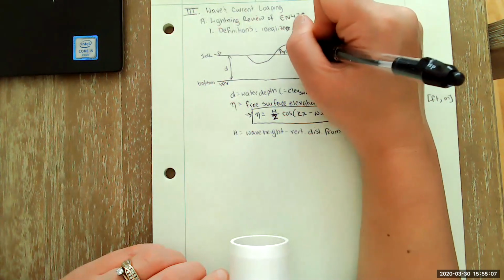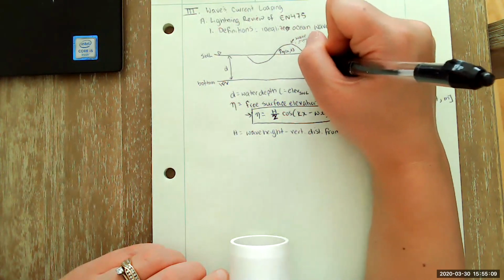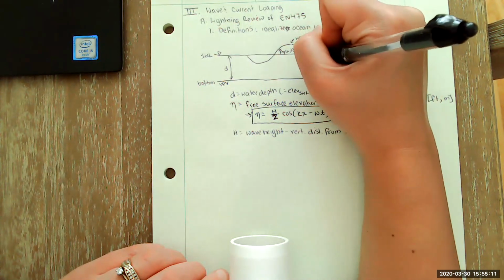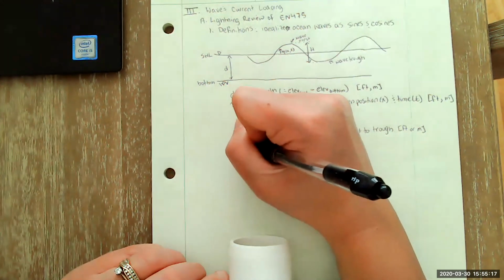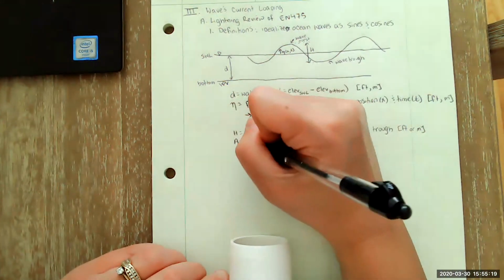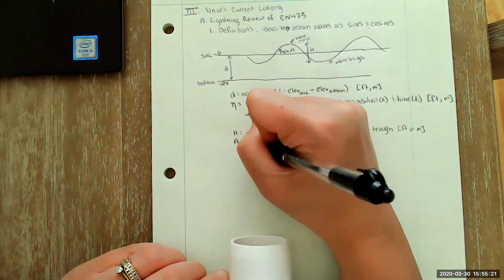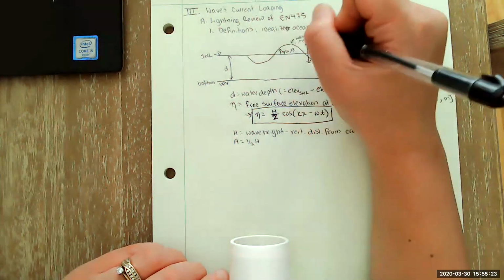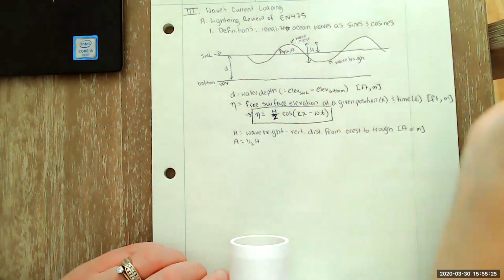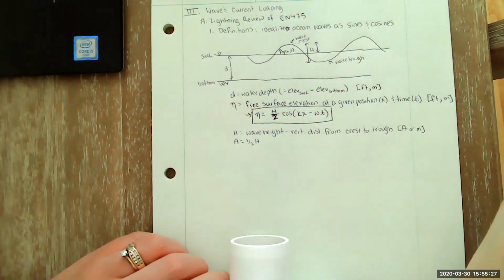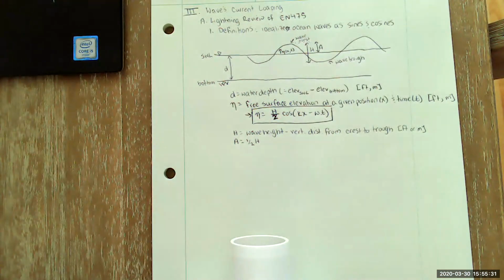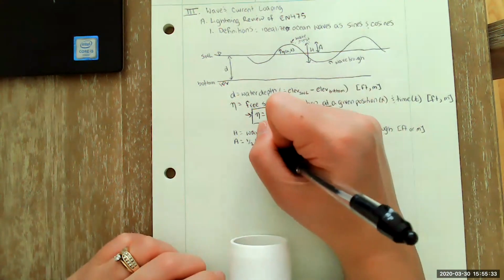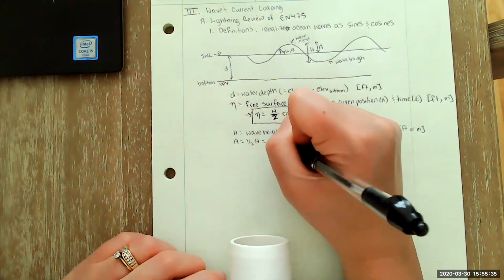So if I were to draw this here, I would extend out from my crest and from my trough. And h is going to be that vertical distance. Remember that the amplitude then is equal to 1/2 times h. So the amplitude is just basically the distance from the still water level to the crest. This is equal to my amplitude.